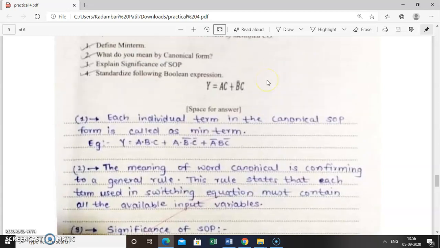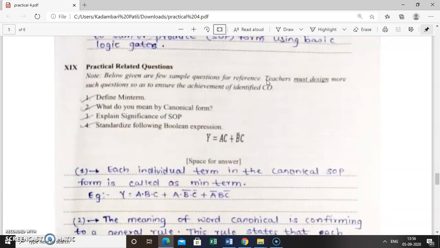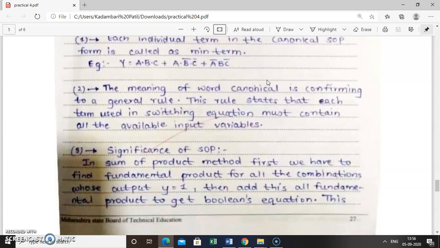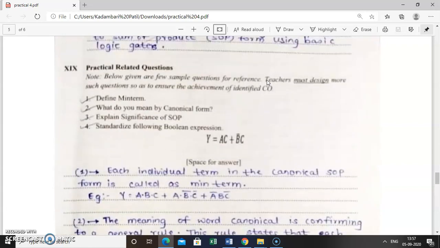Then the next question is, what do we mean by the canonical form? The meaning of the word canonical is conforming to a general rule. This rule states that each term used in a switching equation must contain all the available input variables. We have to conform to this rule for the switching equation. So this is your canonical form.